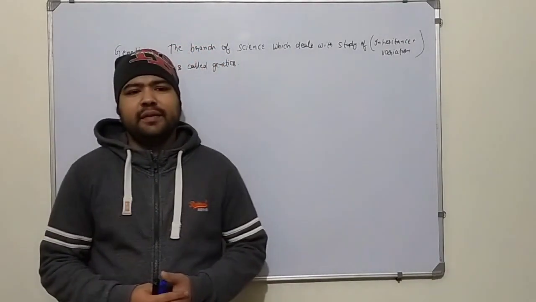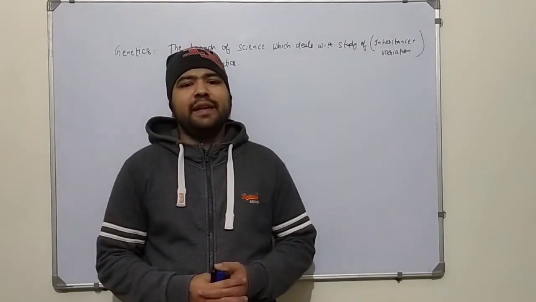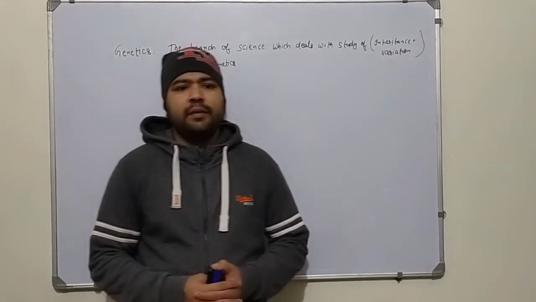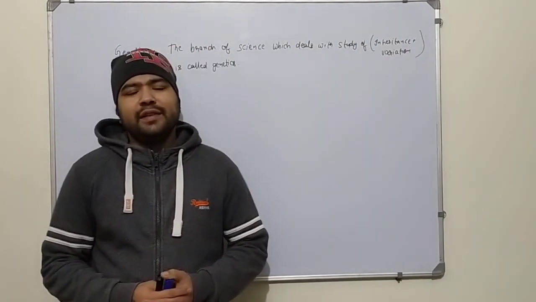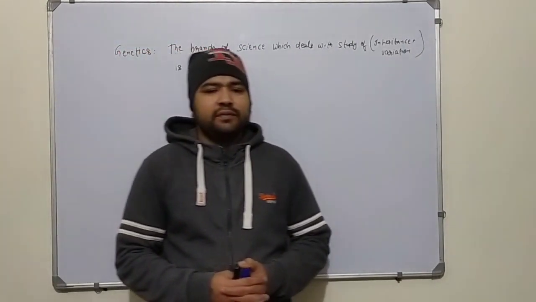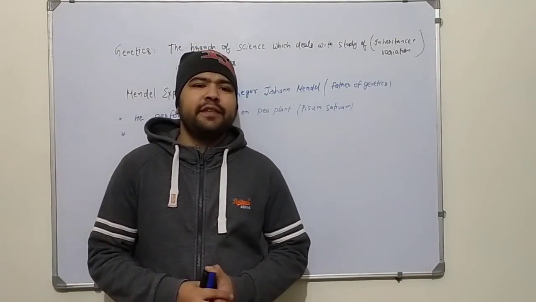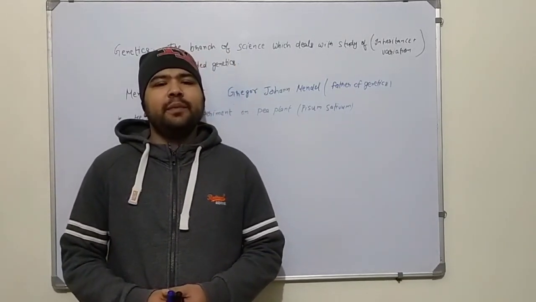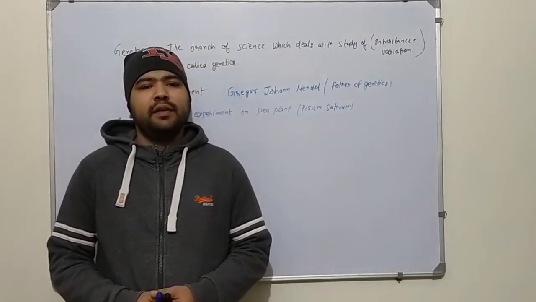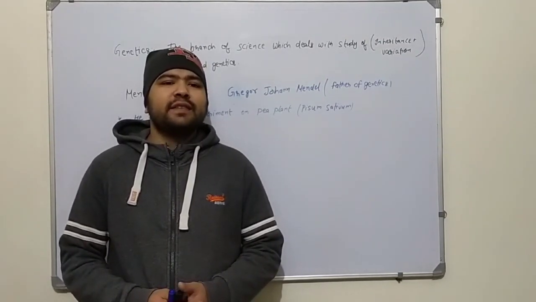Mendel's experiment. Mendel performed certain experiments on the pea plant, Pisum sativum. The full name of Mendel is Gregor Johann Mendel, who is also called the father of genetics. He conducted experiments using several true-breeding varieties of pea plant. He conducted artificial pollination or cross-pollination using several true-breeding varieties having contrasting characters.